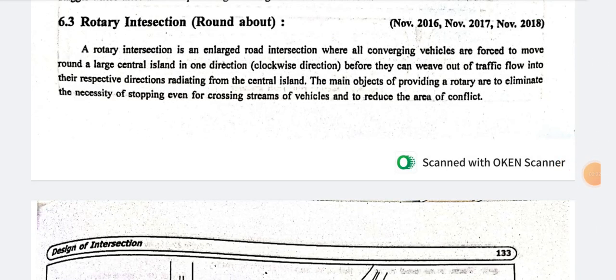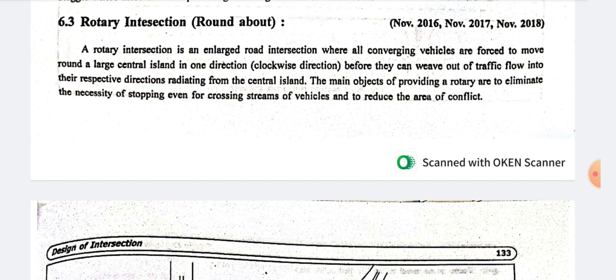Hello students. Today we start a new topic. Topic name is a rotary intersection. So rotary intersection is an enlarged road intersection where all the converging vehicles are forced to move around a large central island in one direction.